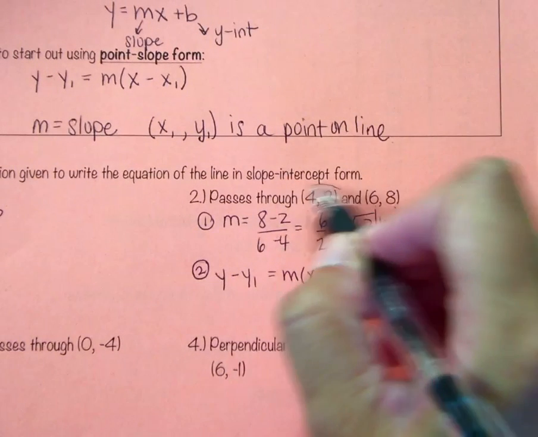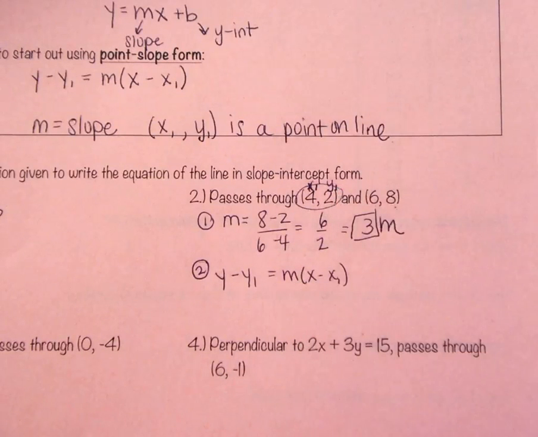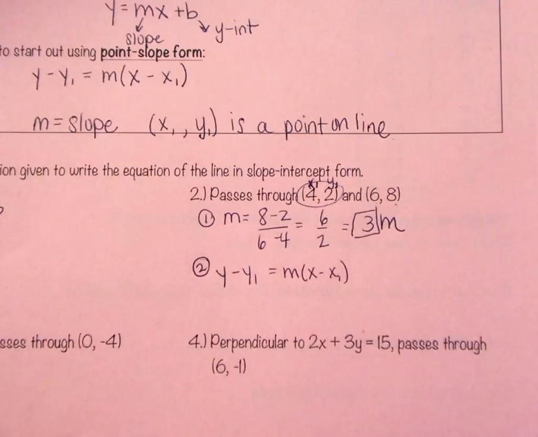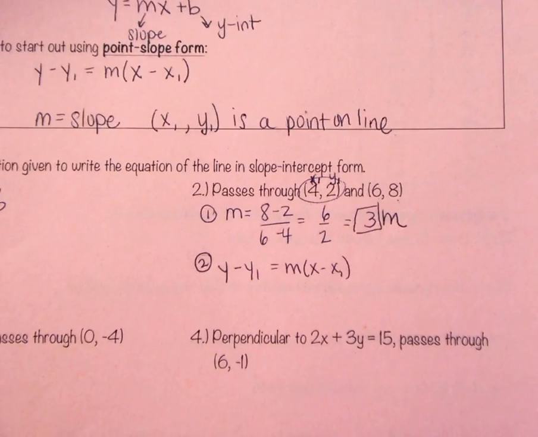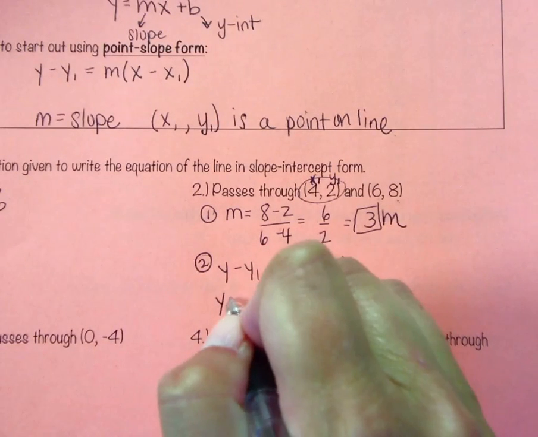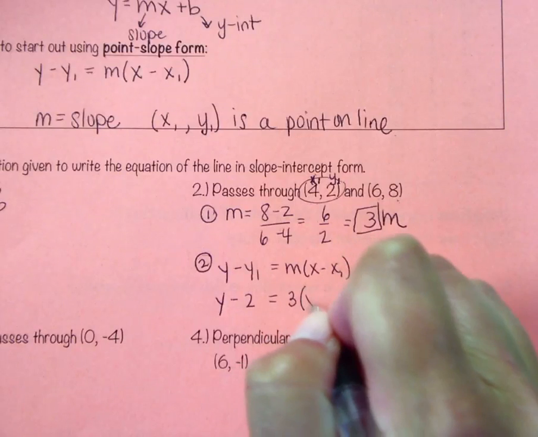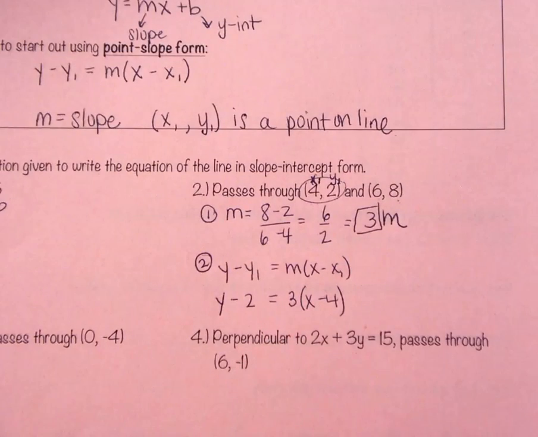So if I choose that first point to use, these again are the values of x1 and y1. So we'll plug those values of 4 and 2 in, as well as our value of 3 for slope. So this will give me y minus 2 equals 3 times the quantity x minus 4.